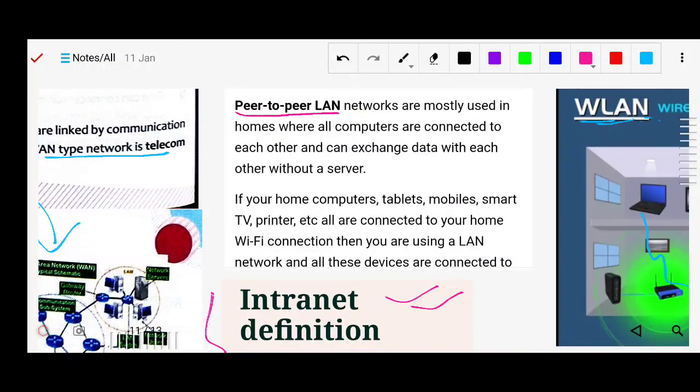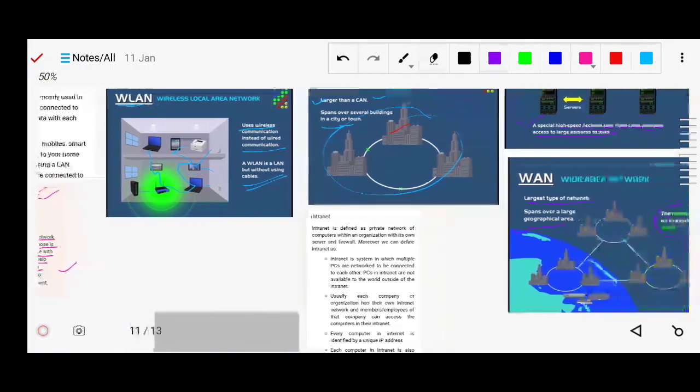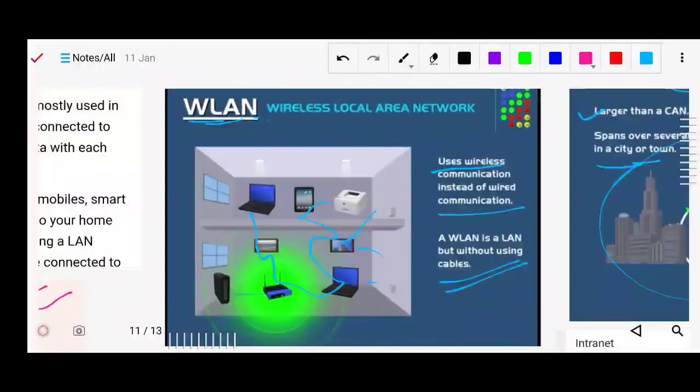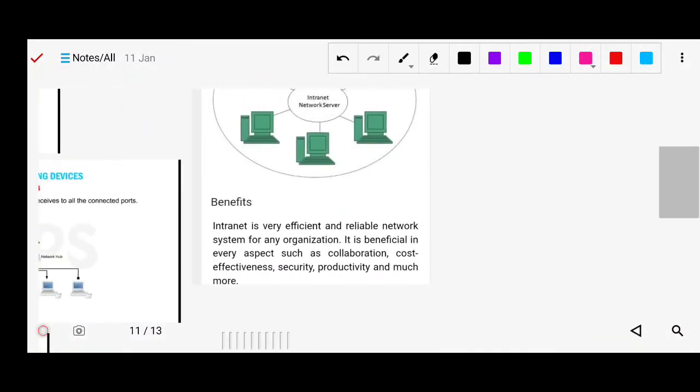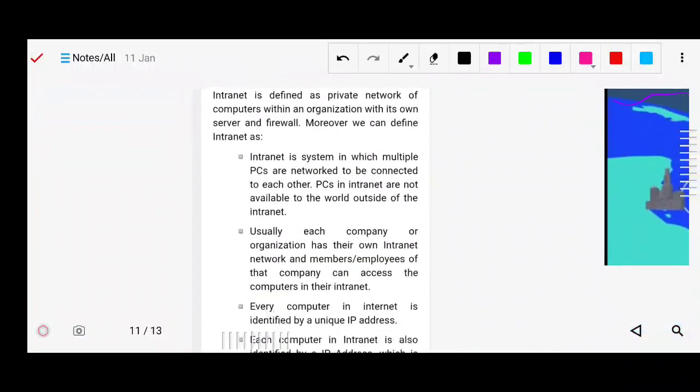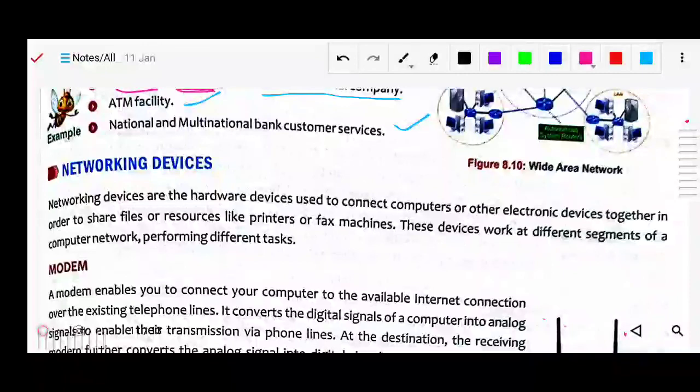Here are some more definitions about the intranet. This is the intranet. An intranet is a private network. It is defined as a private network of computers within an organization with its own server and firewalls, and moreover we can define intranet in other ways. So these are the definitions. You can take a screenshot of this. In the next class we will discuss the next part, which is networking devices.